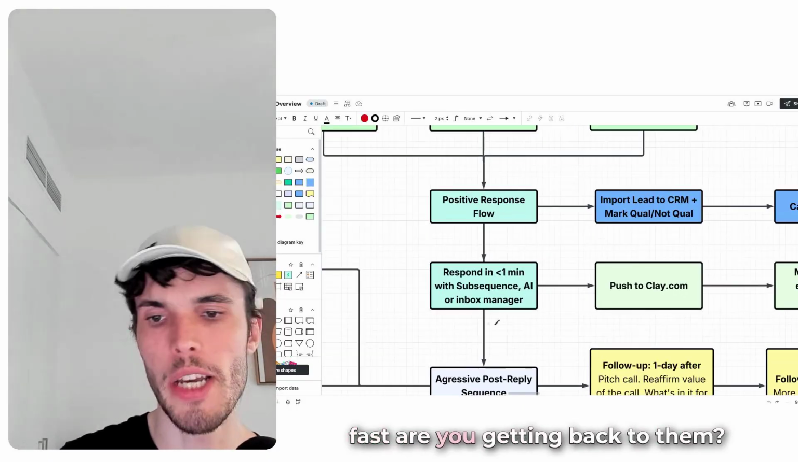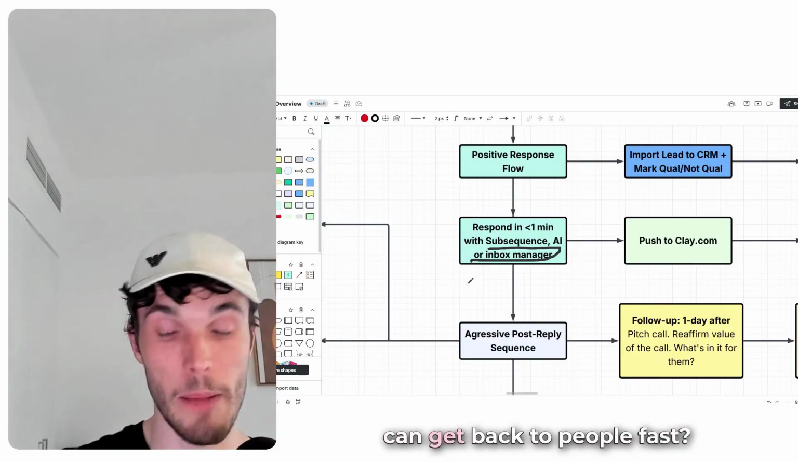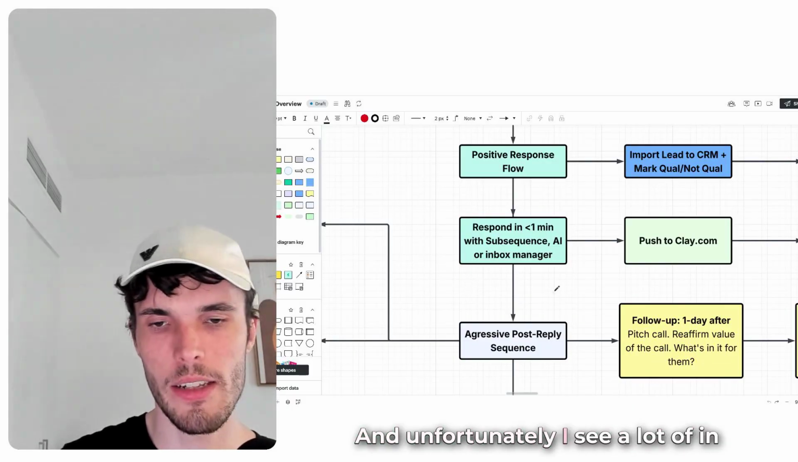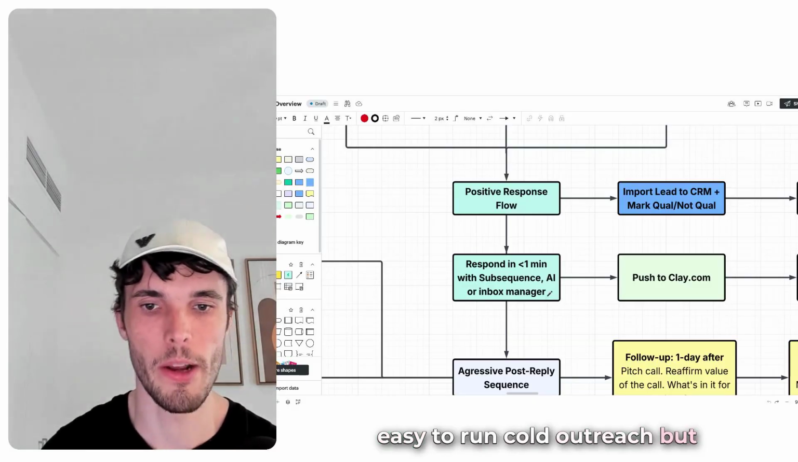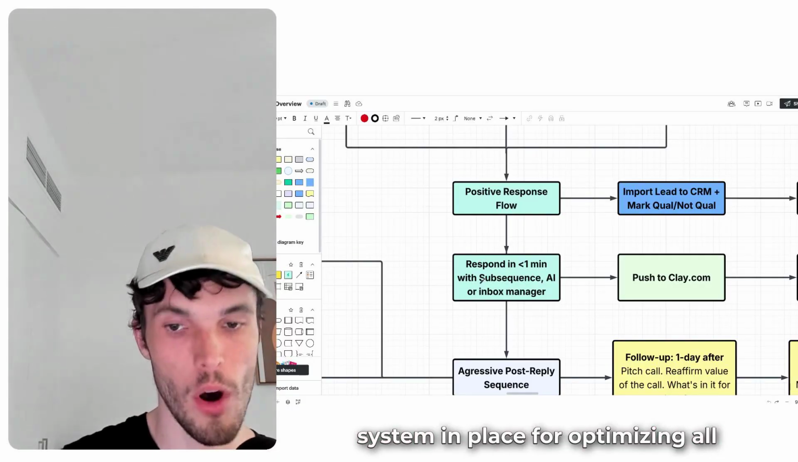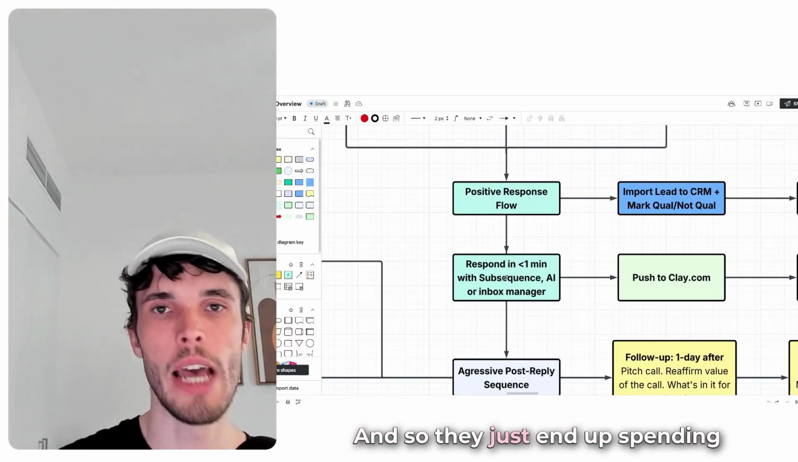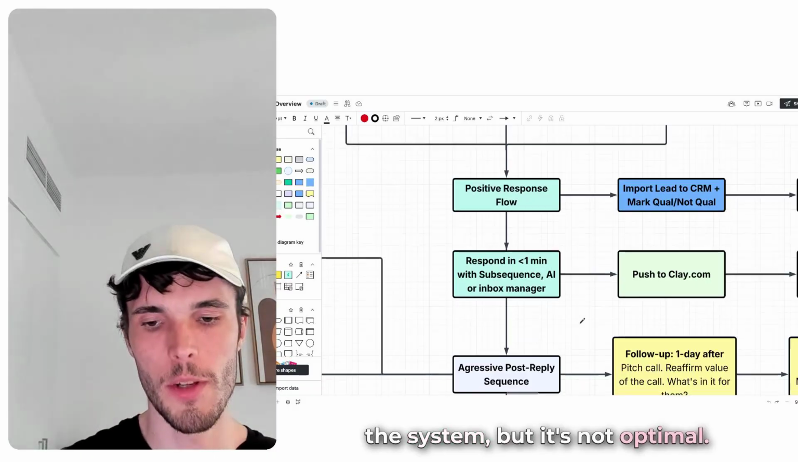And also, how fast are you getting back to them? Are you using a subsequence? Are you using AI? Do you have an inbox manager that can get back to people fast? And unfortunately, I see a lot of in-house teams that think it's very easy to run cold outreach, but they're forgetting that some of these factors are really important, and they don't have an optimal system in place for optimizing all of these things at once. And so they just end up spending over 10 hours per week running the system, but it's not optimal.